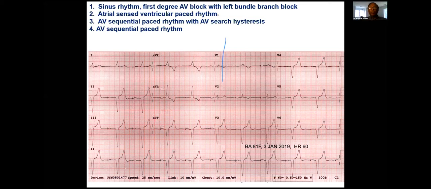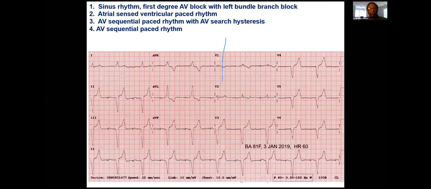Sinus rhythm with second degree AV block is out because I can see the pacing spike in the ventricle clearly. Atrial sense ventricular pace rhythm is not true because there's a pacing spike before the P wave. So basically, it's a choice between AV sequential pace rhythm with hysteresis and AV sequential pace rhythm. Both are correct, but I think more correct is with hysteresis, because you see the PR interval is long. Right, sir. And suddenly, if you look at it, you may think this pacemaker is malfunctioning.